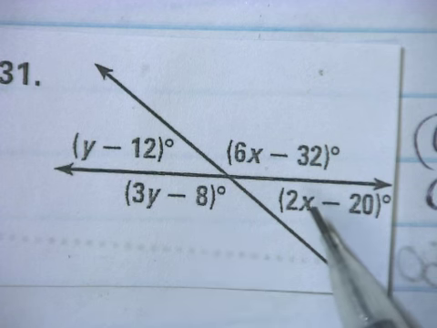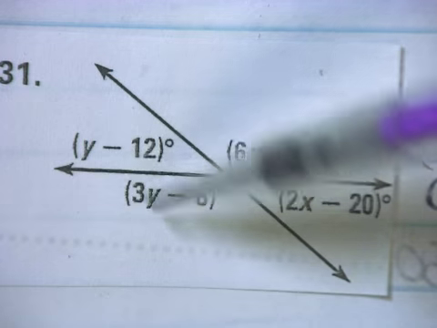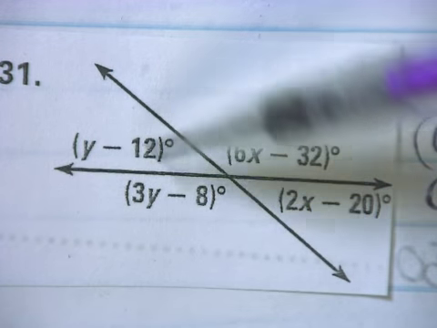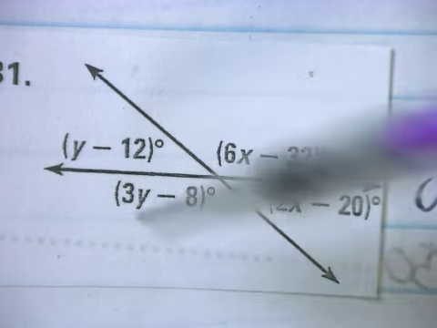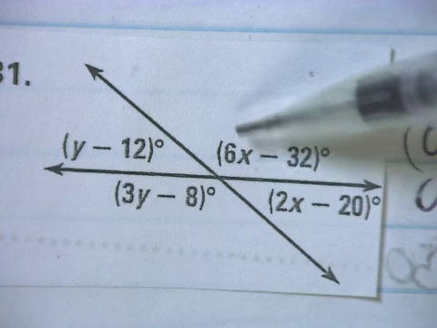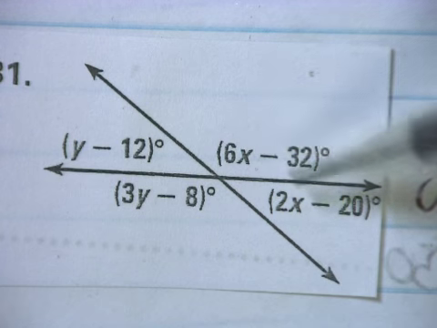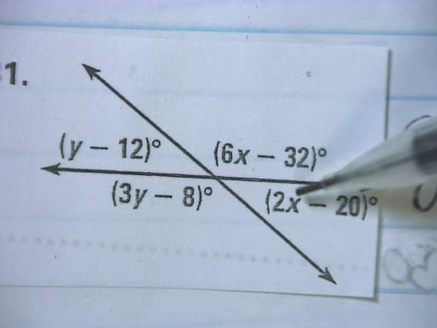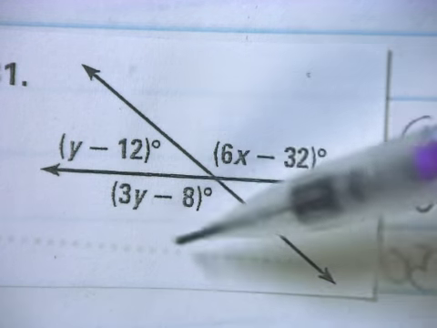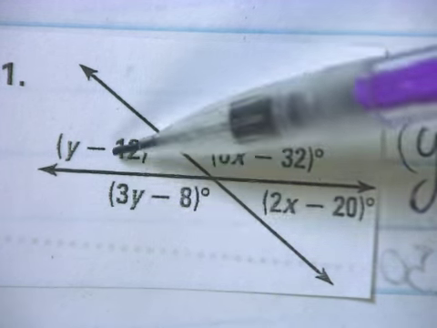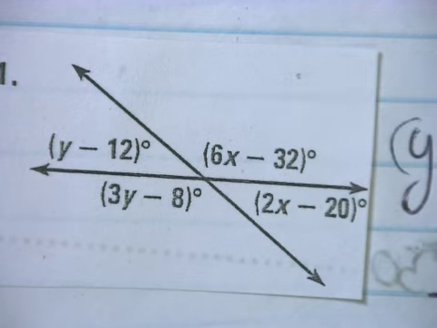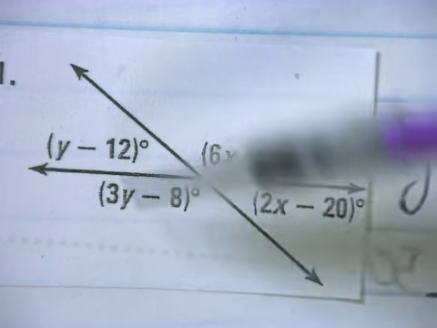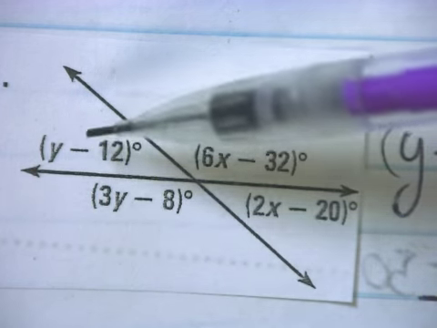If you look at the bottom, these two right here are also linear pairs, but again, this has a y variable and that has an x variable, and they're not like terms, so I'm not going to be able to combine them. But if I look here and here, aren't these a linear pair? Yes, they are. They also have the same variable, y and y. And if I look here as well, these also are a linear pair, and they also have the same variable, x and x. So I know that if I add these two angles together, they're supplementary. And if I add these two angles together, these are also going to be supplementary.